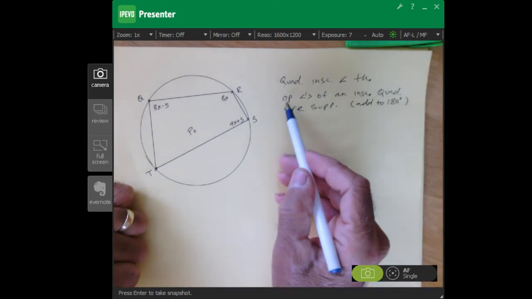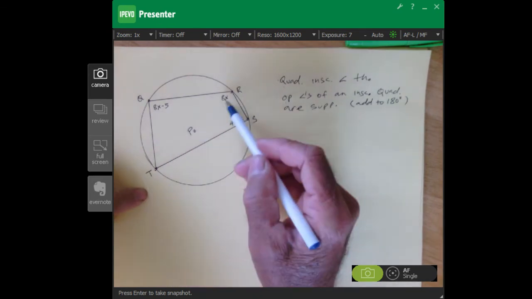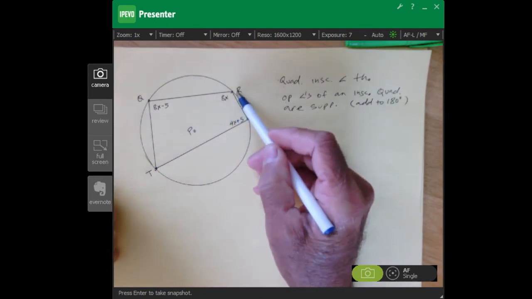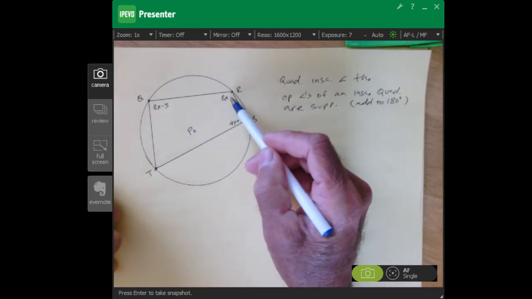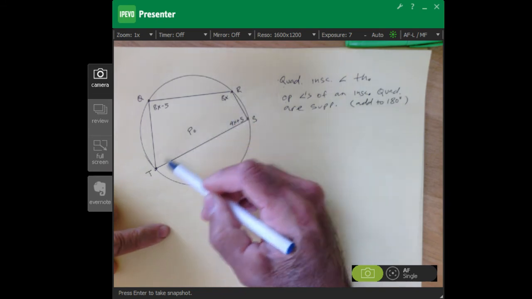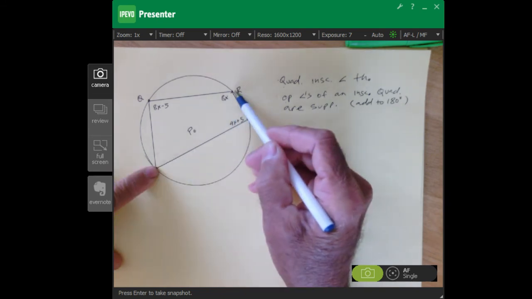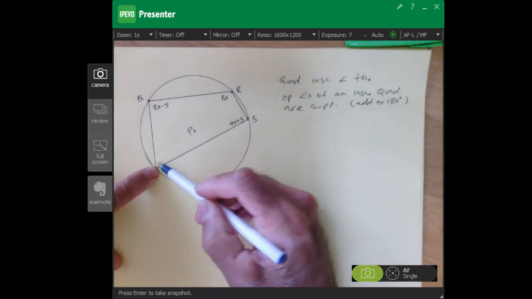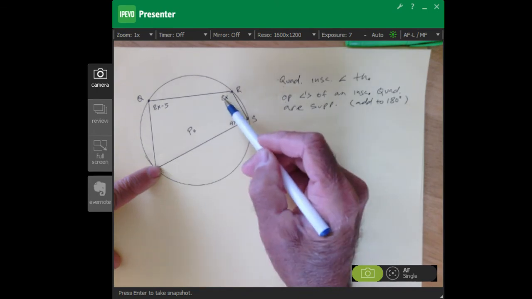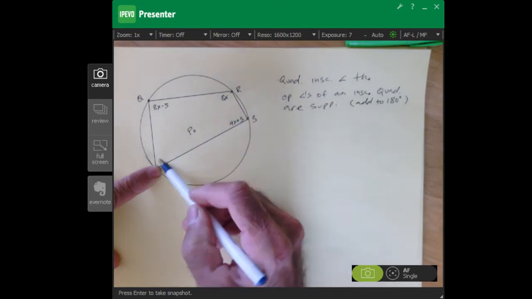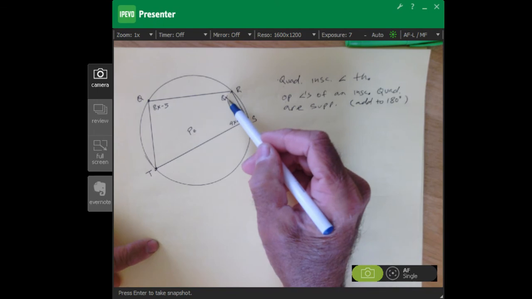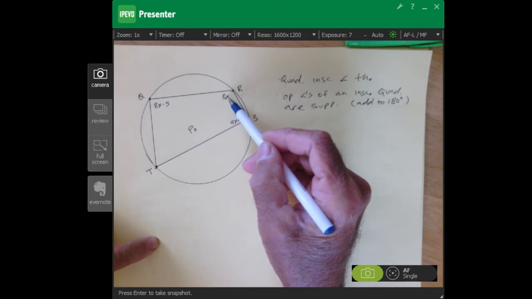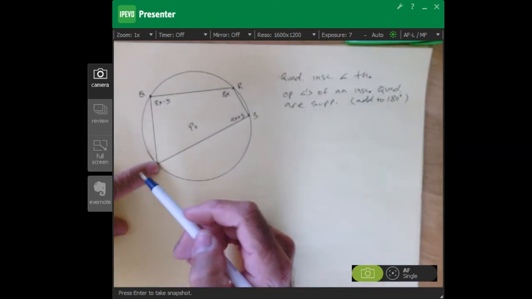You just have to make sure you understand a couple of things. Opposite means across from. If we're looking at this angle right here, R, the angle that's across from it, or opposite, is T. So this theorem would apply to these. However, we can't use these two angles right now because we don't have enough information. We have one of the angles expressed in terms of x, 8x, but the other angle we don't know. It could be anything for all we know.